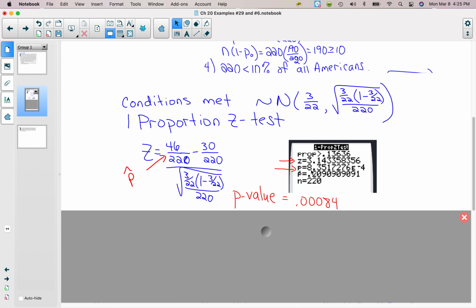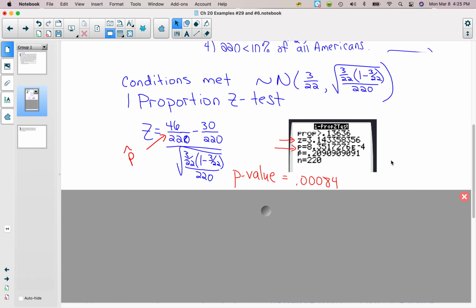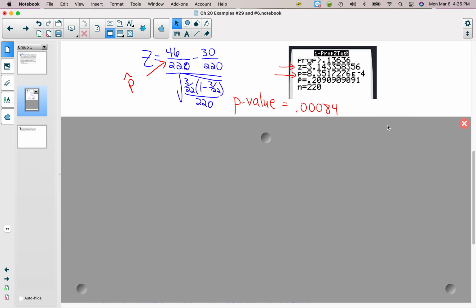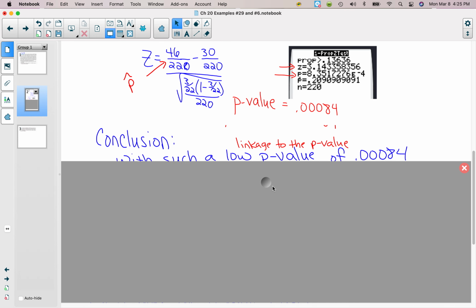Our p-value, now be really careful. Do not tell me the p-value is 8.35. This e to the negative 4 tells you it's in scientific notation, so times 10 to the negative 4. So move the decimal point 4 places to the left, and you get this very small value. So I have a p-value of 0.00084. So what does that mean? A low p-value means we're going to have evidence to reject the null hypothesis.